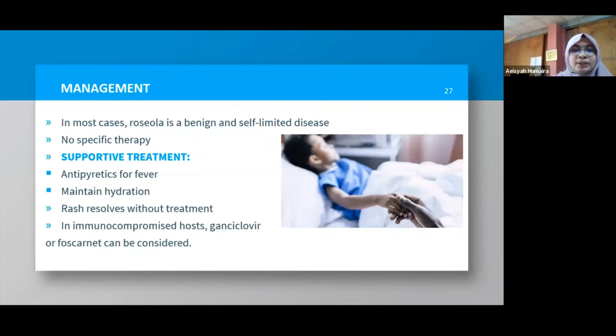For the management, in most cases roseola is a benign and self-limited disease, so there is no specific therapy. For supportive treatment, for the fever, we can give an antipyretic. We also need to maintain hydration because some of the patients come with diarrhea. The rash also resolves without treatment. And for the immunocompromised host, ganciclovir or foscarnet can be considered.